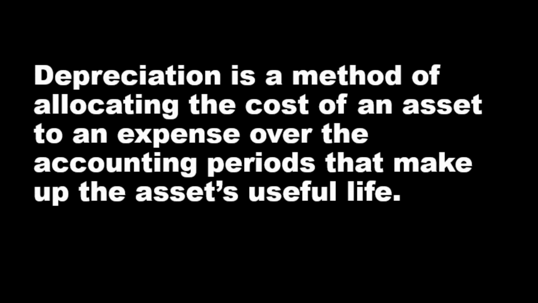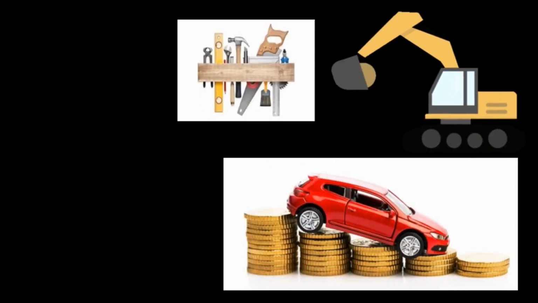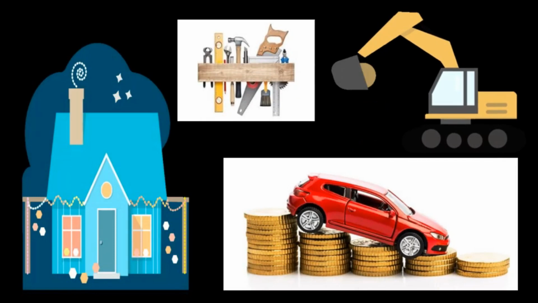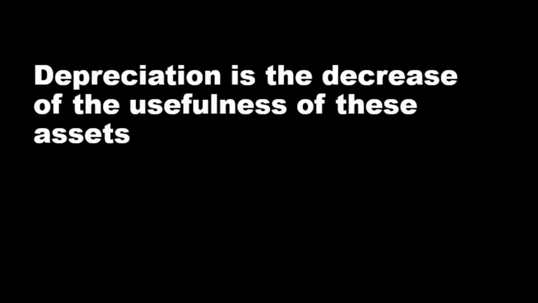Depreciation is a method of allocating the cost of an asset to an expense over the accounting periods that make up the asset's useful life. Examples of assets that are subject to depreciation are equipment, tools, vehicles, and buildings. These types of assets lose their ability to provide useful service as time passes. Depreciation is the decrease of the usefulness of these assets.